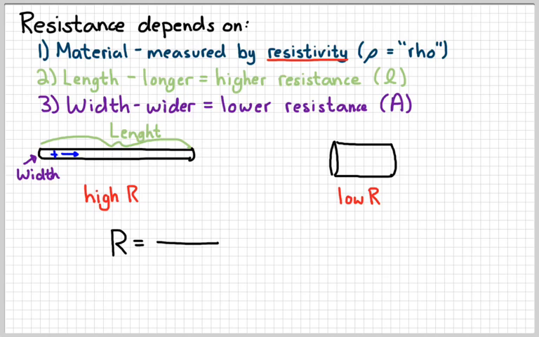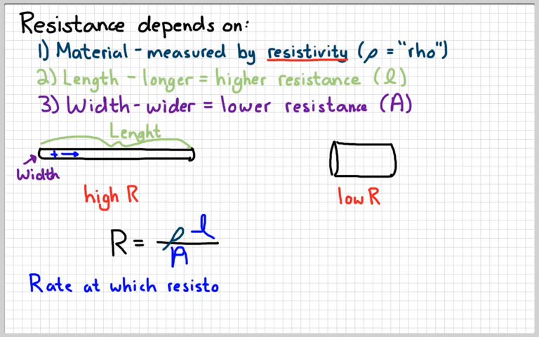And so we can build an equation for resistance based on those three things. Bigger length means greater resistance, so L goes on top. Wider means smaller resistance, so area goes on the bottom. So the bigger the area, the smaller the resistance. And then the rho, the resistivity measurement, goes on top. That resistivity is specific to a specific material. For instance, copper has a resistivity, steel has a resistivity, etc., etc.